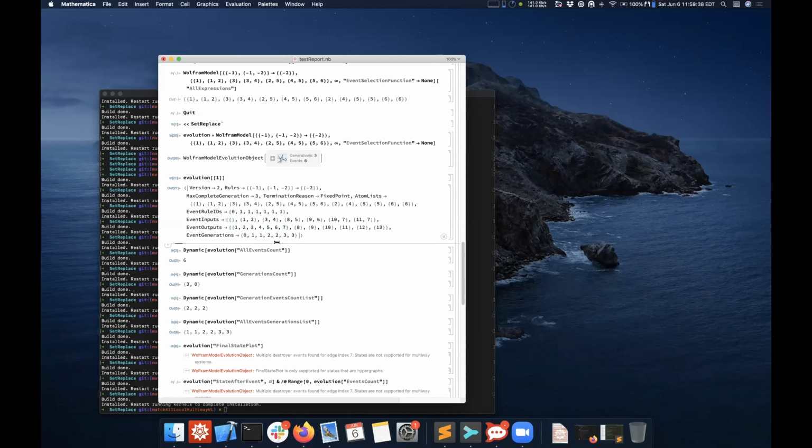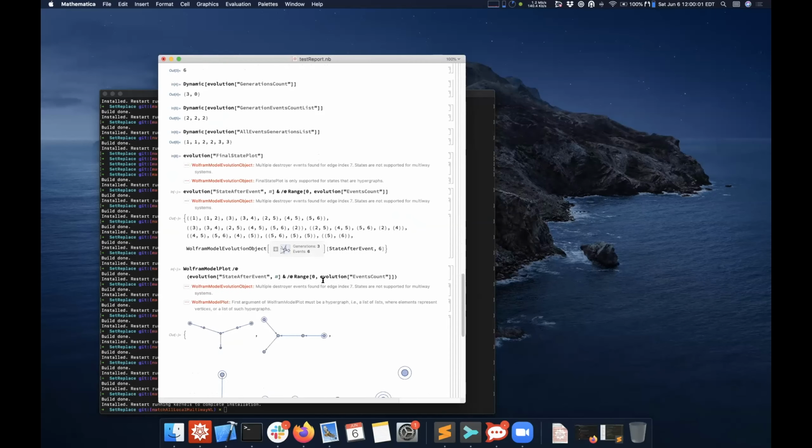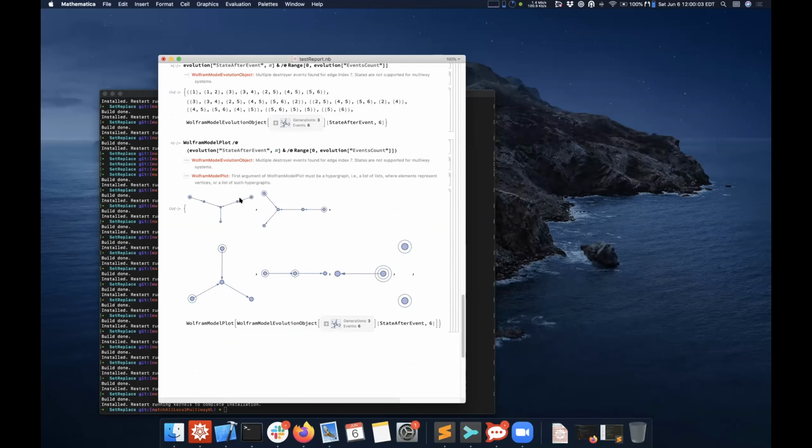So those are the event inputs. I don't understand why. So 1, 2 refers to these two edges. Yes. Okay, so why are there singleton edges in the event outputs? Because there's a single edge there. Okay, all right, I understand. So it basically starts with two unary edges at the ends, and it moves them along the edges.